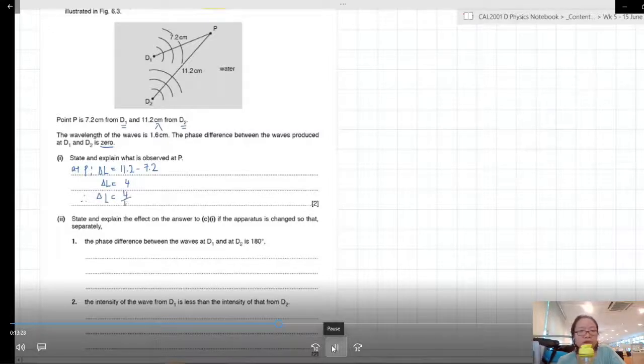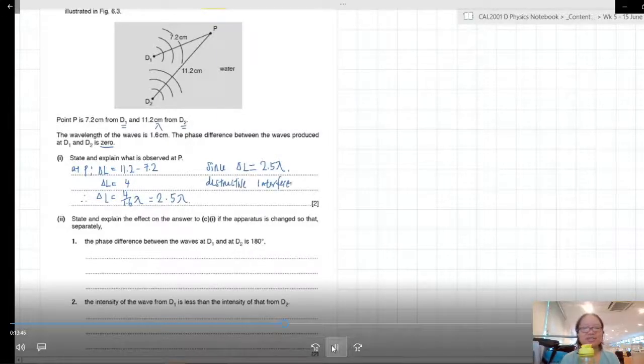So if you want to find path length in terms of lambda, then your delta L will be 2.5 lambda. So is this 0.5 lambda for constructive or destructive? Destructive. So you get destructive interference at point P.